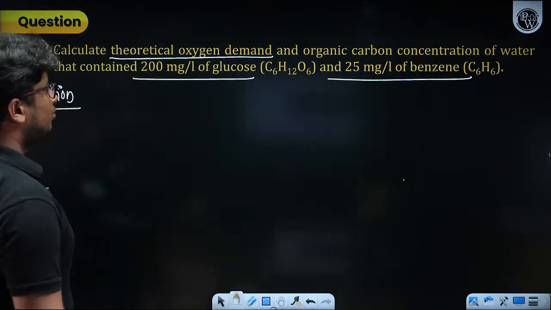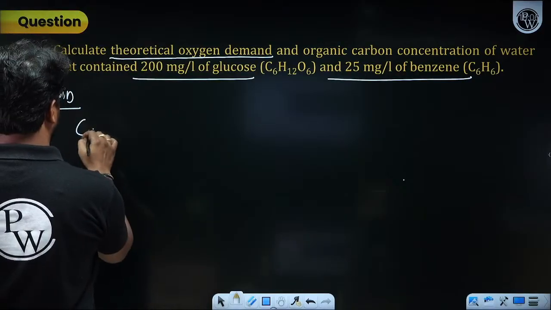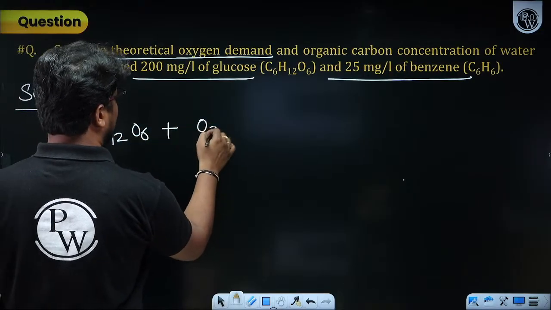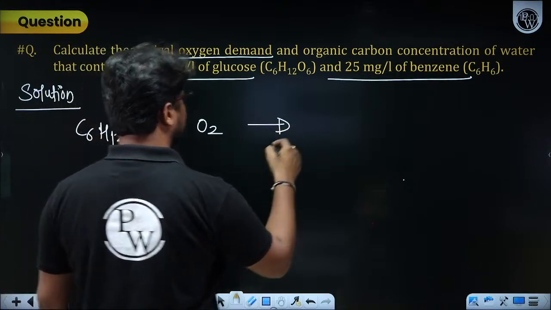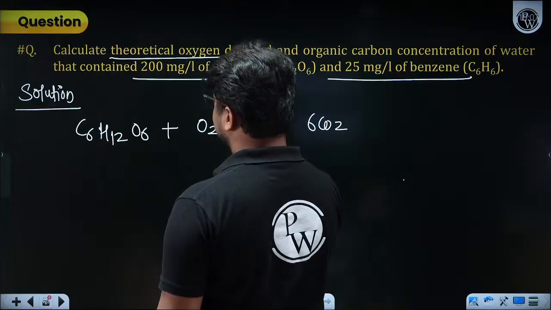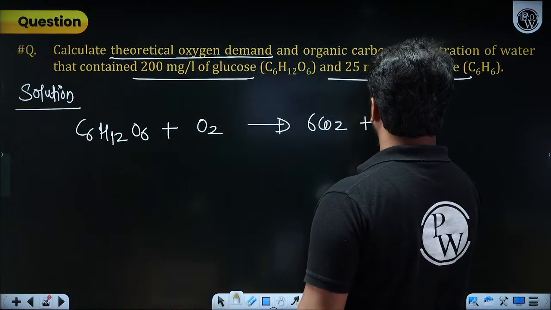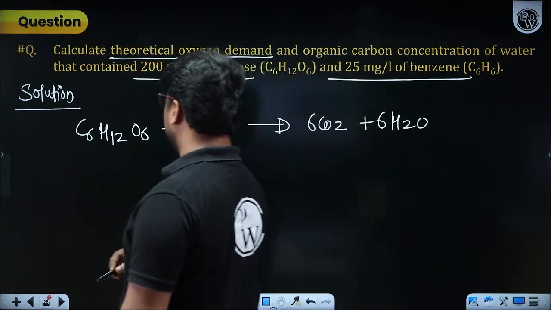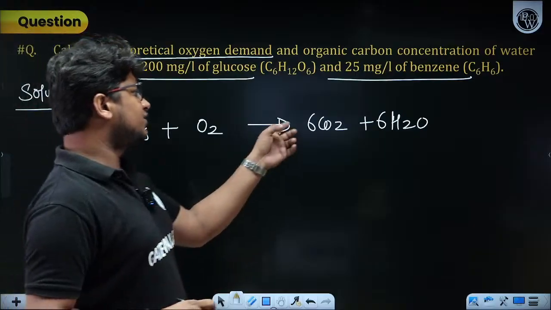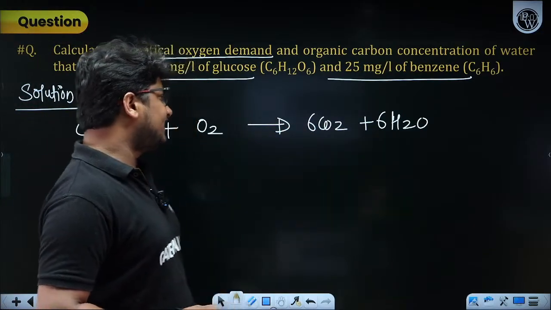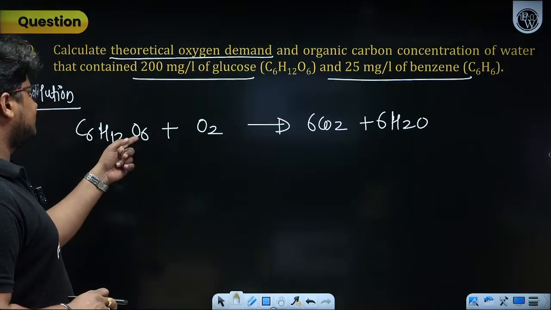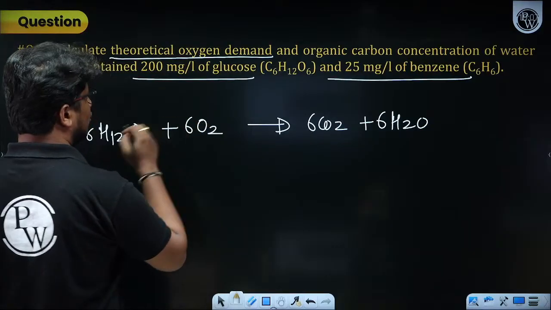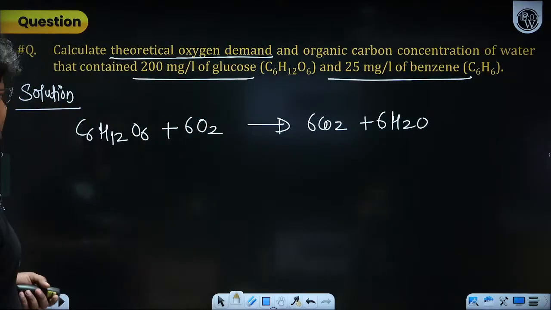So you need to know both. For glucose, the formula is C6H12O6, it needs some amount of oxygen and it will be converted into 6CO2, am I right? Plus 6H2O. Now you have to balance the oxygen part. This side you have 6 into 2, 12 plus 6, 18 oxygen, and this side already 6 you have, so 18 minus 6, it will be 12. Then this 6O2 will be the perfect balance.